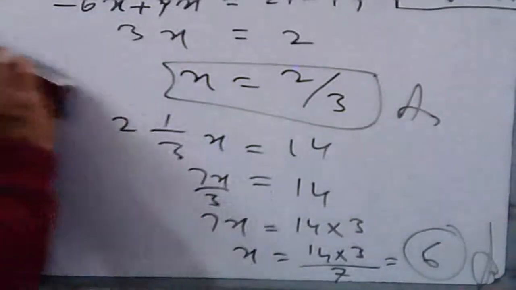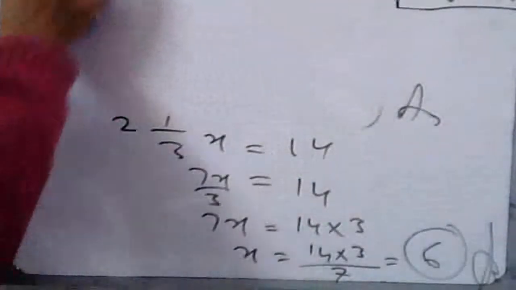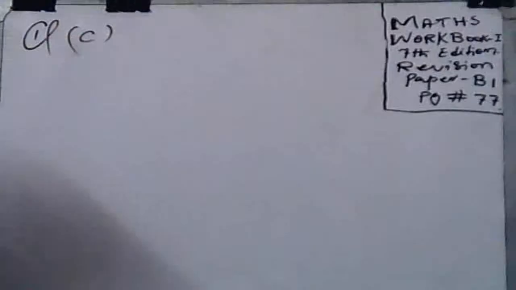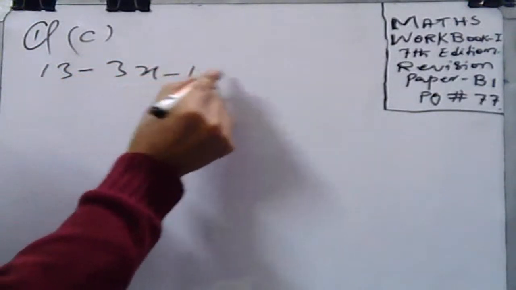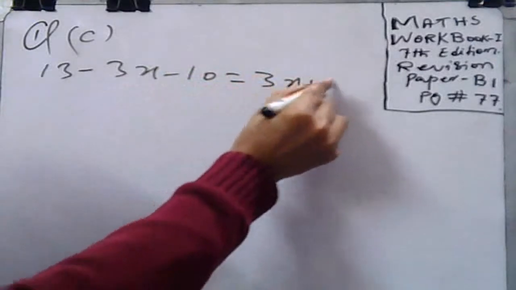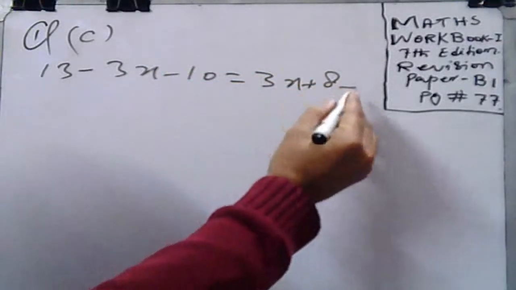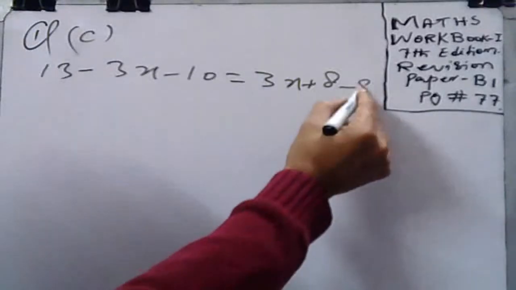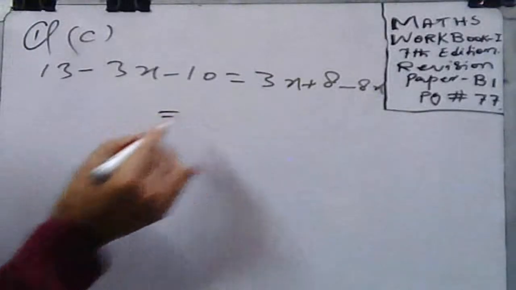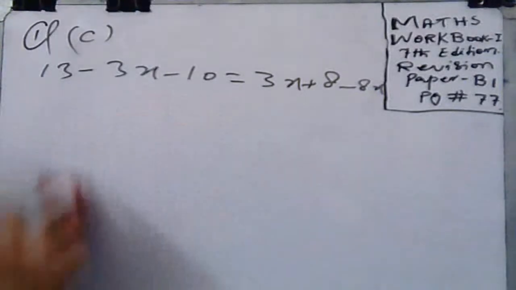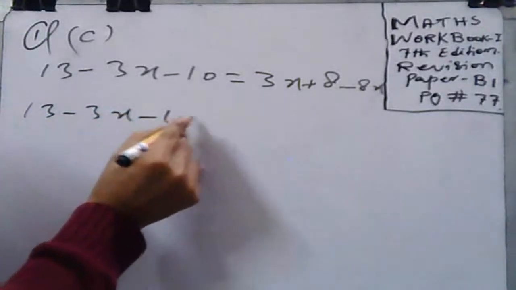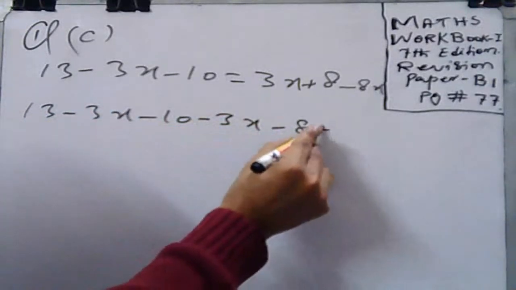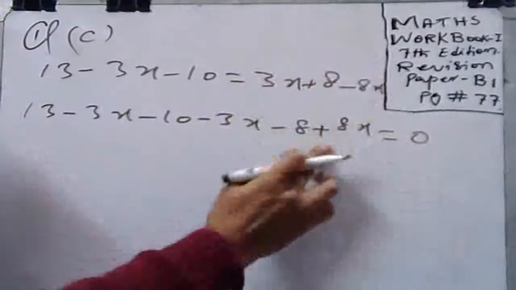Similarly coming to the C part, in C portion 13 minus 3x minus 10 is equal to 3x plus 8 minus 8x. Sorry, that is. So once again by the same methodology, the variable should be shifted to one side and the constant should be shifted to the other side. So the whole term should be shifted, so the sign should be changed. Minus 8 becomes positive 8.